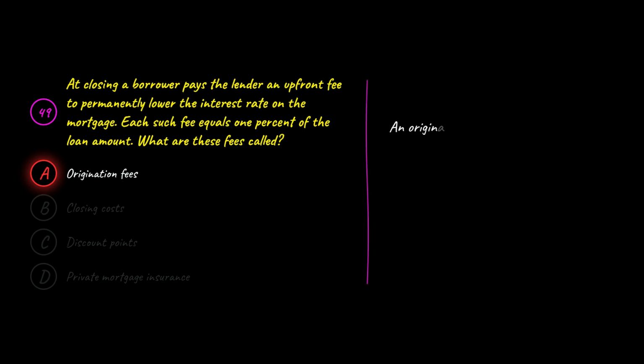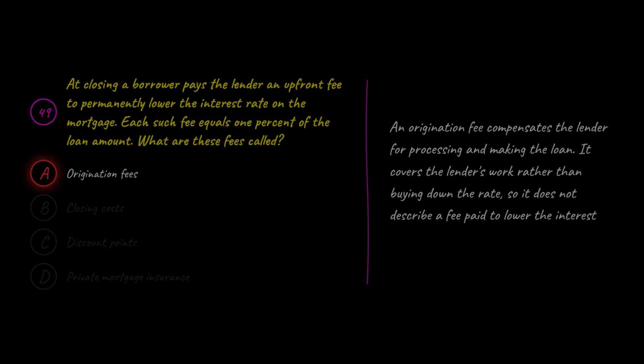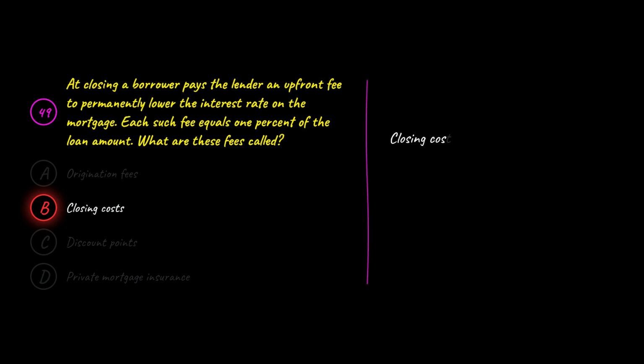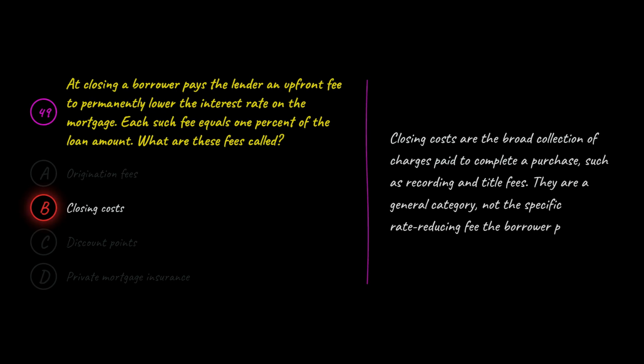A is wrong because an origination fee compensates the lender for processing and making the loan. It covers the lender's work rather than buying down the rate, so it does not describe a fee paid to lower the interest charged. B is wrong because closing costs are the broad collection of charges paid to complete a purchase, such as recording and title fees. They are a general category, not the specific rate-reducing fee the borrower paid.